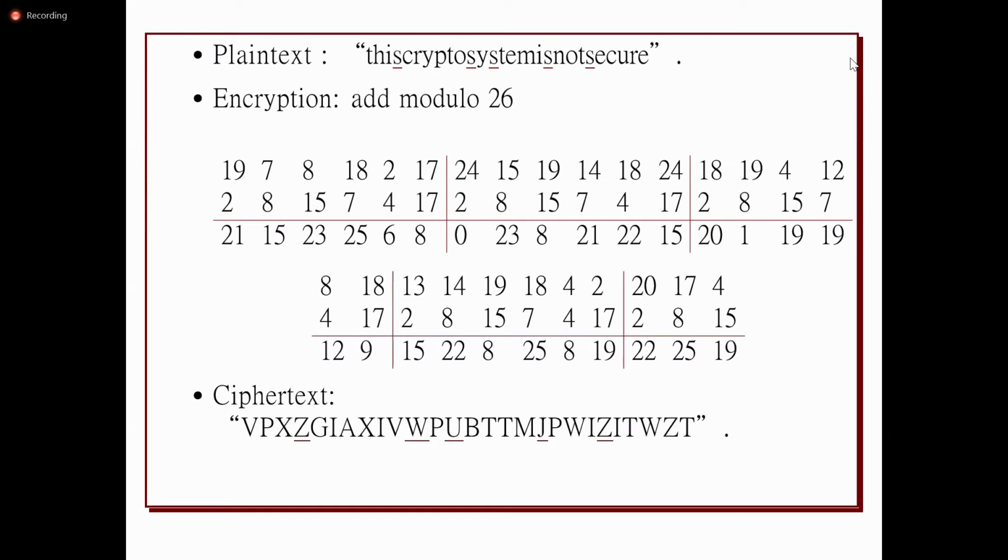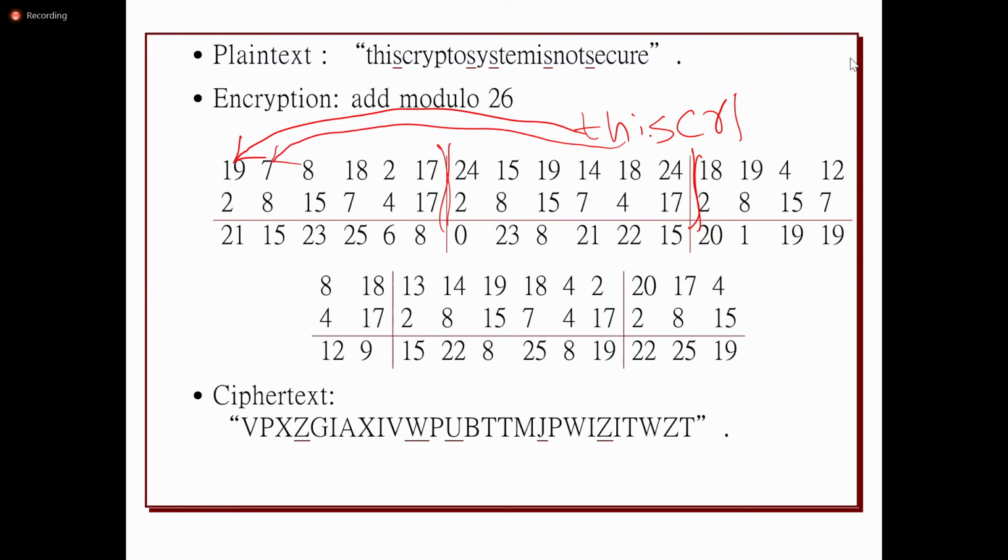In this, we have to divide the text into multiple blocks. Every block should have 6 characters, 6 alphabets. So the first block consists of T, H, I, S, C, R. T is 19, H is 7, I is 8, S is 18, C is 2, and R is 17. Like that, we need to take the numerical values of every alphabet of the plain text.